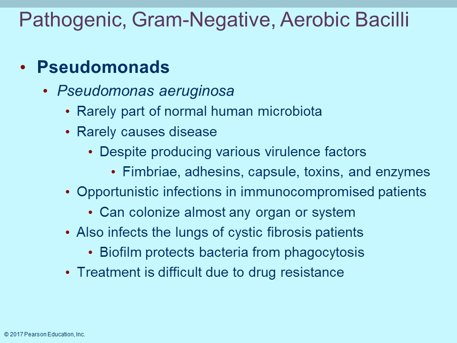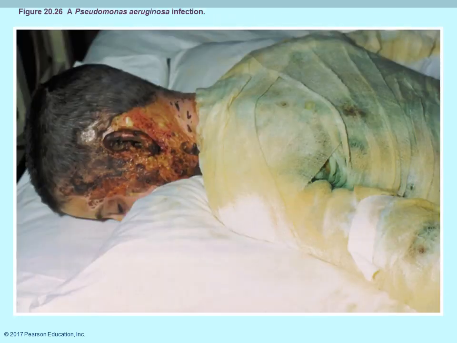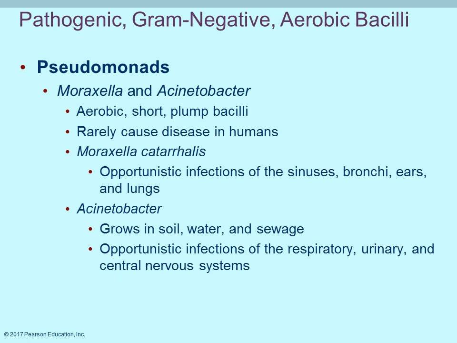It can produce adhesins to help it stick to your cells, the host cells. It can produce capsule, it can produce toxins and enzymes. So if allowed, it can colonize almost any organ in any system. It can be difficult to treat because we are seeing more drug resistance with it. This is an example of a patient with skin infection from the Pseudomonas. Within the Pseudomonas family, you also have Moraxella and Acinetobacter.